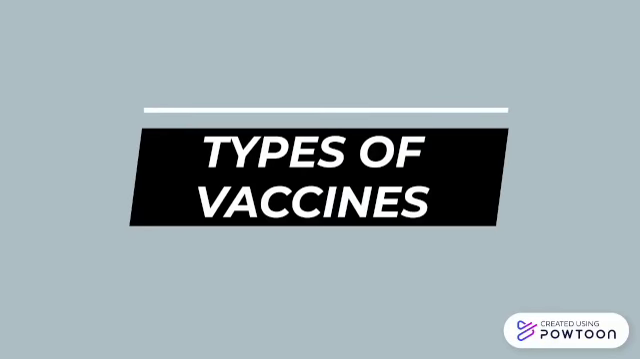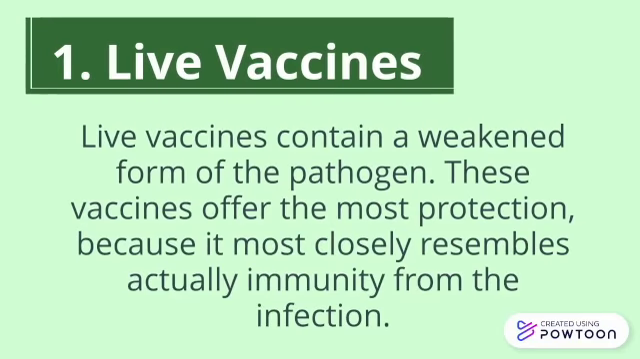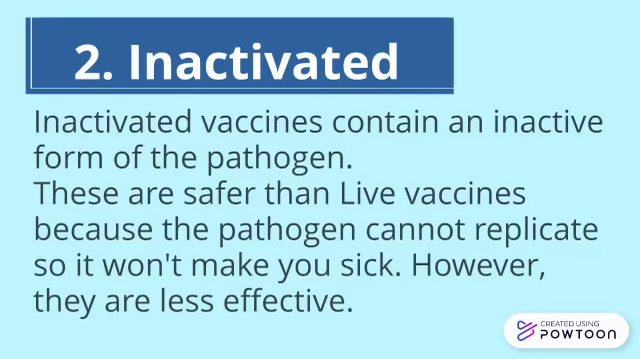Let's look at the types of vaccines. Live vaccines contain a weakened form of the pathogen. These offer the most protection because it most closely resembles an actual infection with the virus. Inactivated vaccines contain an inactive form of the pathogen. These are safer than live vaccines because they can't get you sick, however, they are less effective.